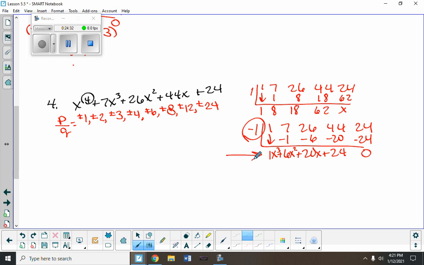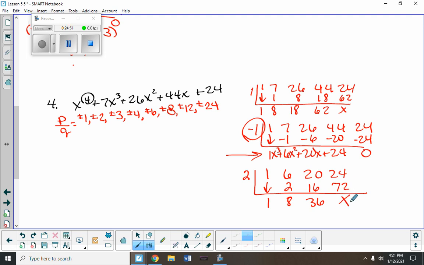So plus 1 and minus 1 we tried. Now we're going to go to 2. So we'll use our new numbers. So we have 2, 8, 16, 36, 72, and that's not going to work. That would be a remainder.